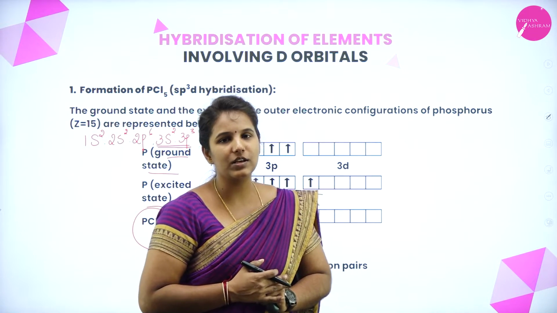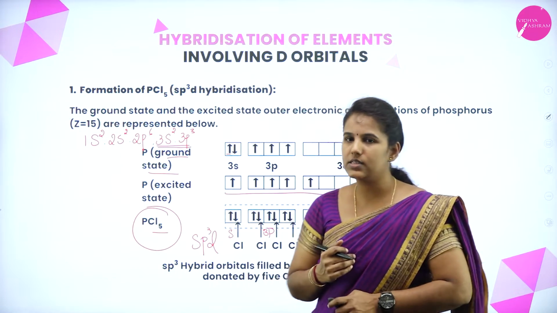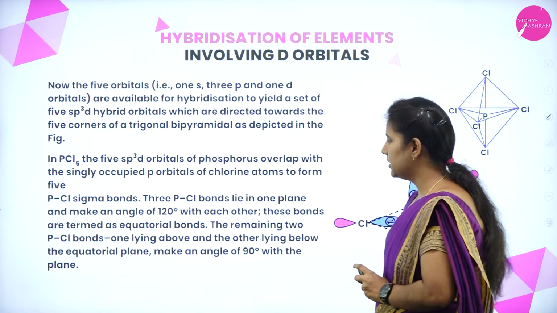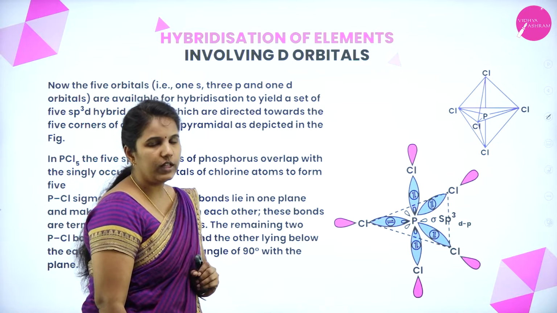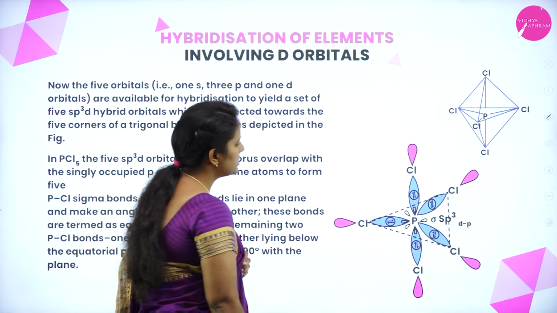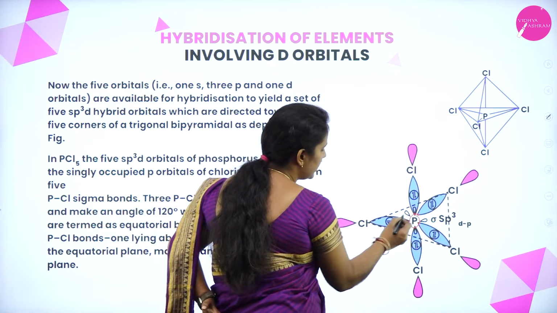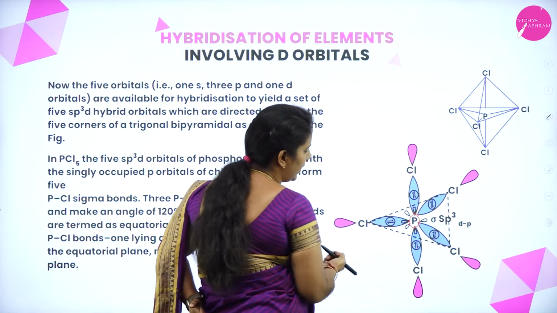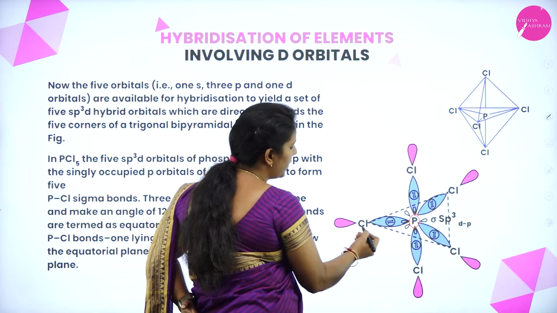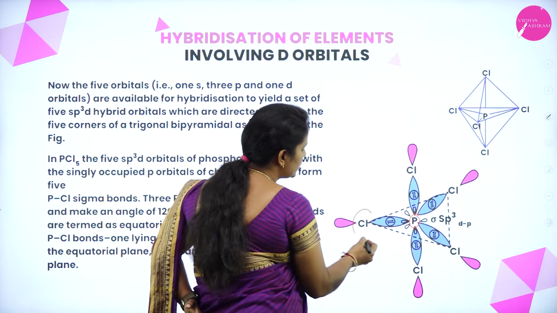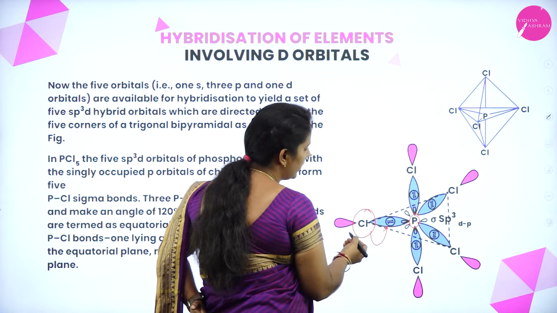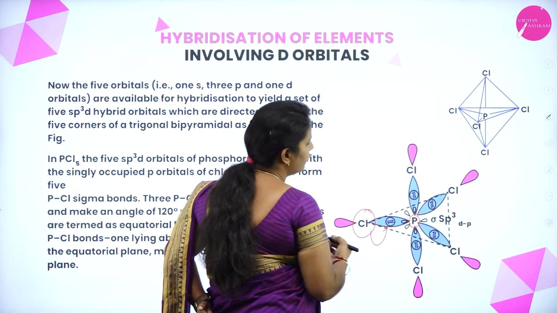So, hope you all understood PCl5. Now, let us see the structure for this. You can see here, this is the structure of PCl5, where the phosphorus has unpaired electrons which are shared with the chlorine atoms. Each chlorine atom will donate 1 electron so that it forms PCl5.